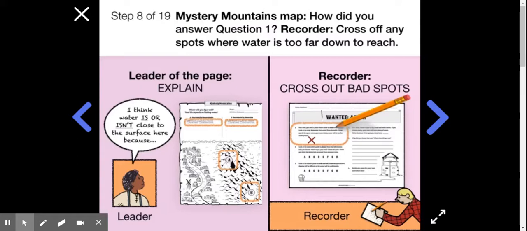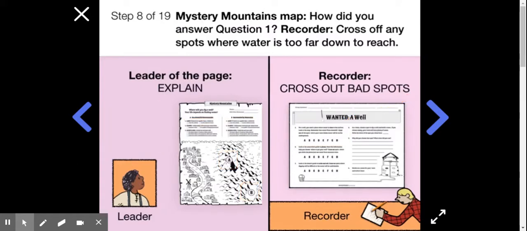Since you're working alone, you're going to be looking at your two pages independently. So look at your map, and if you think the water would be too far down, cross it off on your Wanted a Well sheet.